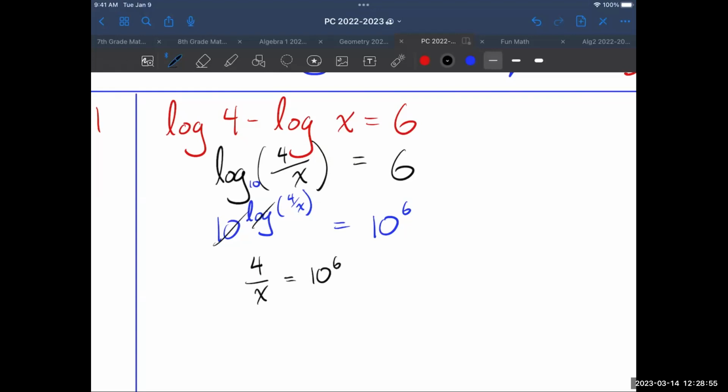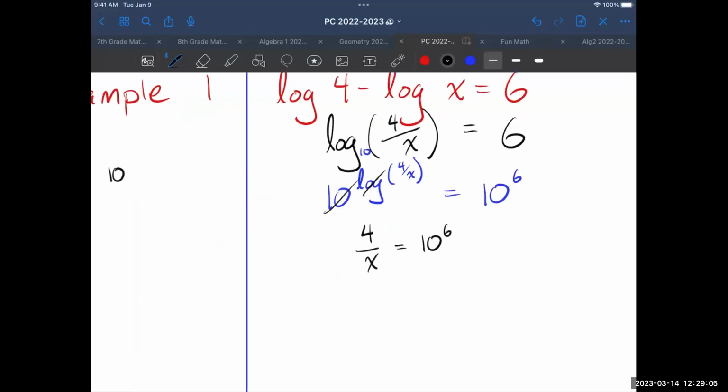Well, 10 to the 6th power, we could expand that if you want. Sure, because we know that off to the side, if I have 10 to the power of 7, that means I have 1 with 7 zeros. 1, 2, 3, 4, 5, 6, 7. There are 7 zeros. So we can expand that. So this is now 4 over x is equal to 1 with how many zeros? 6. 1, 2, 3, 4, 5, 6.